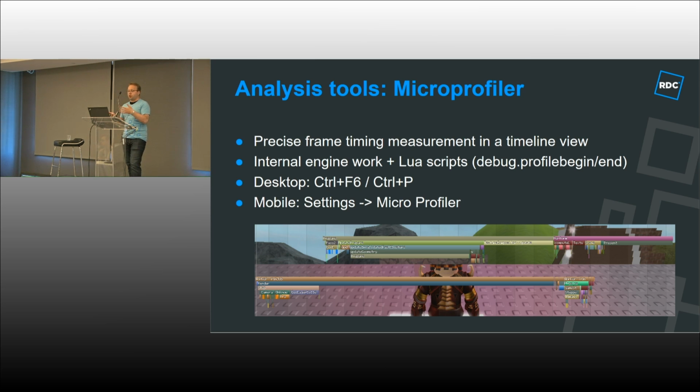So on desktop, it's Control F6 to bring up the view. And then you can press Control P to pause this. On mobile, this is recent. Many of you probably don't know this. This is now available on mobile. You can enable this in Settings, Microprofiler.